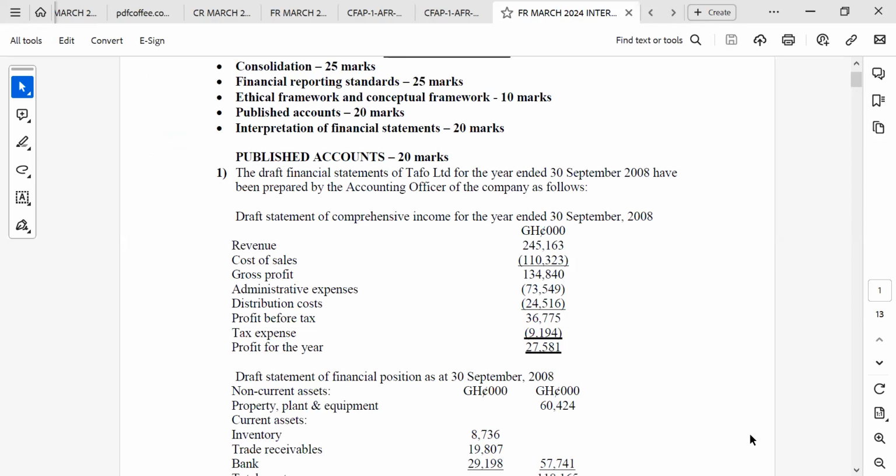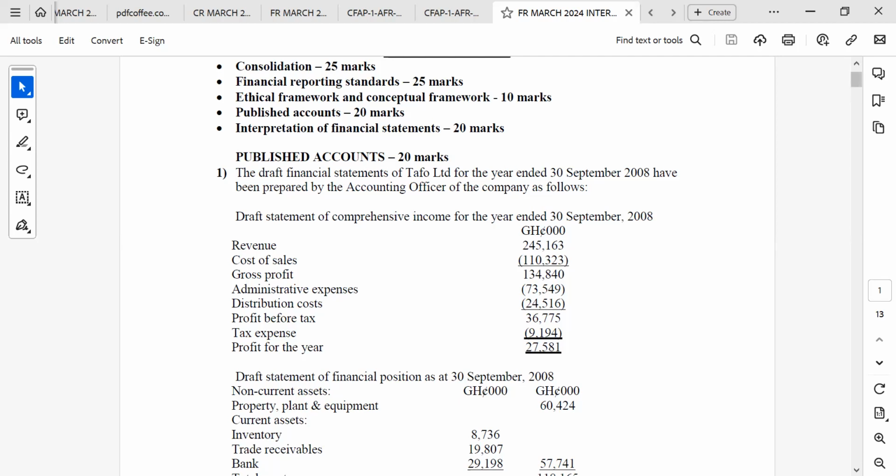Okay, I'll read. So the draft financial statements of TAFO Limited for the year ended 30th September 2008 have been prepared by the accounting officer of the company as follows. The draft statement of comprehensive income for the year ended 30th September 2008 is shown below.